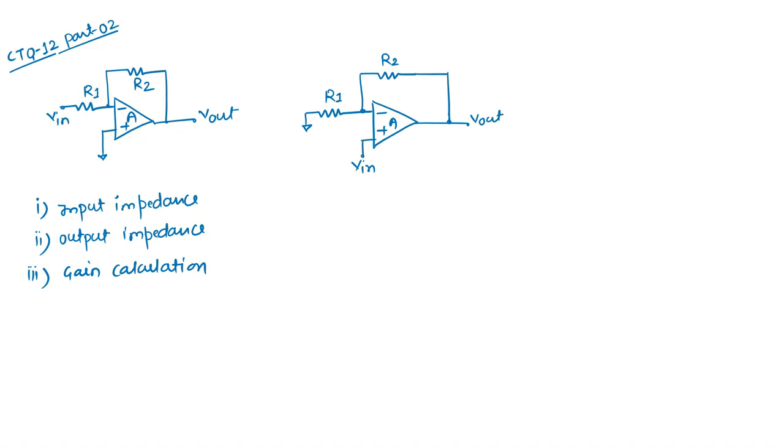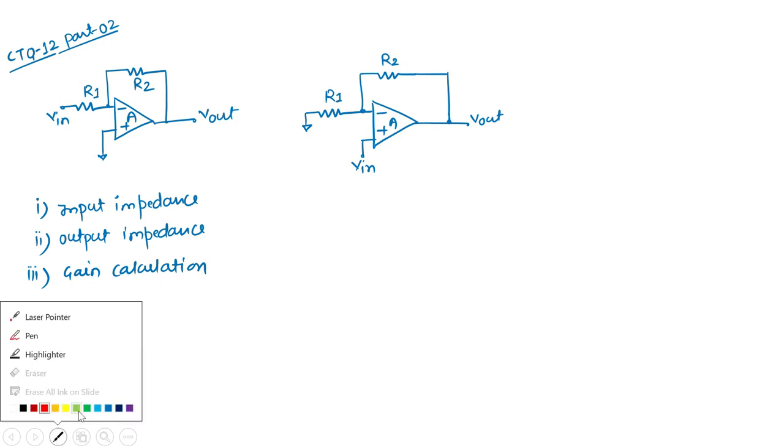Hello friends, so in the continuation of CTQ 12, in this video we will see the generalized structure and we will learn how to calculate the input and output impedances and also the gain calculation. So these are the two possible circuits that we always see with the op-amp, that is an inverting amplifier and one is a non-inverting amplifier.